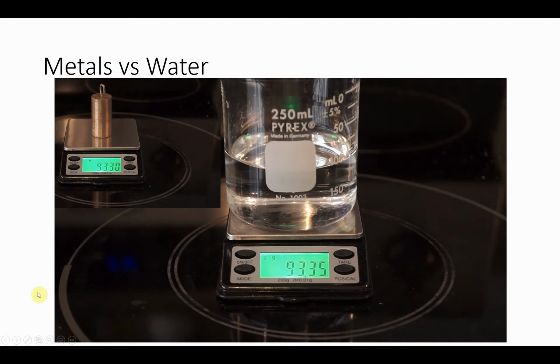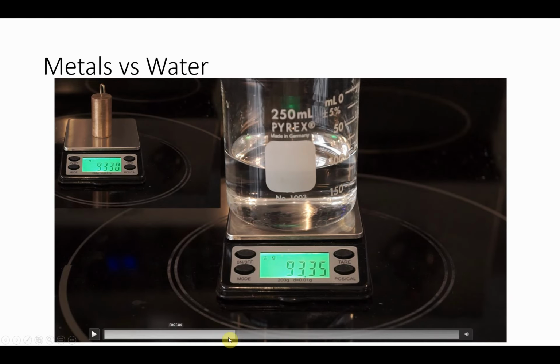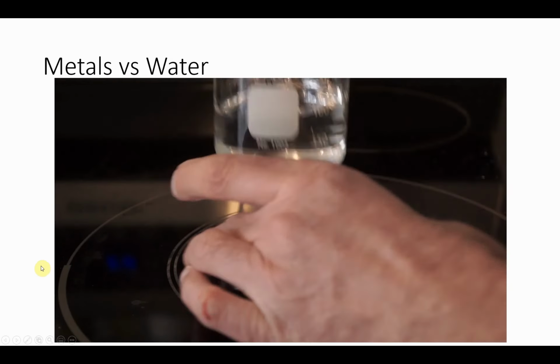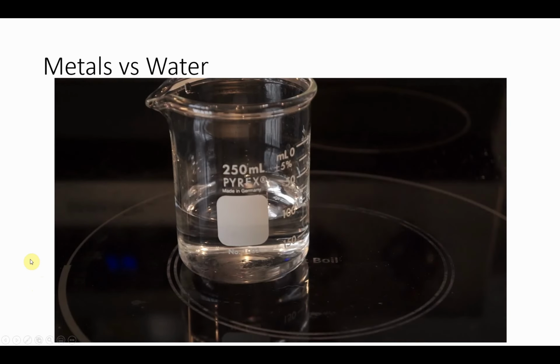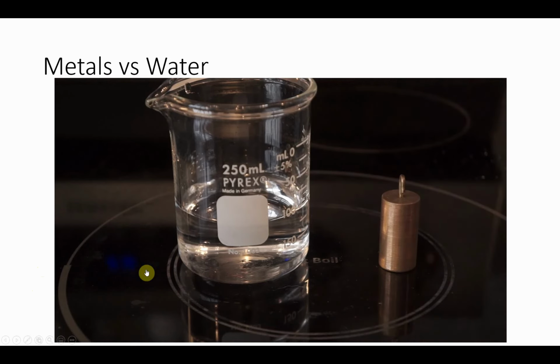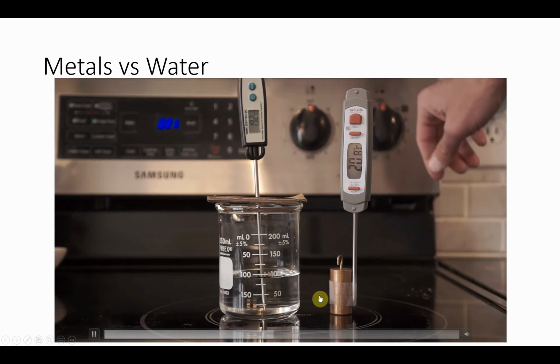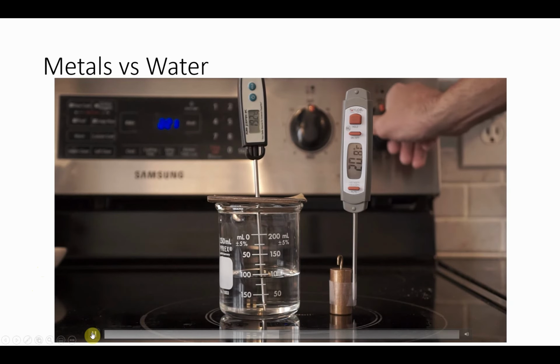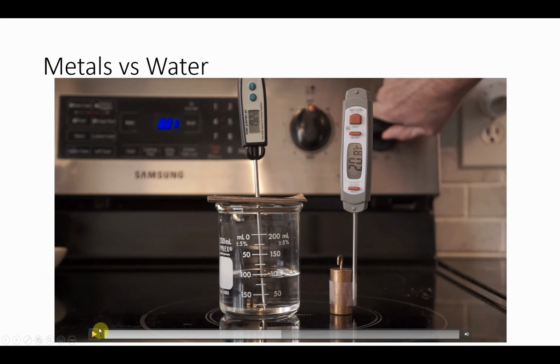So now that we have the amounts of each one, and they're pretty darn close to the same thing, let's make a prediction about what's about to happen here. If we take these two and we put them on the stove, and we assume that the stove can deliver the same amount of heat to each one, what will we see here? Which one of these two, given that they're the same amount of metal as we have water, they're both about 93 grams, which one will see the bigger change in temperature?